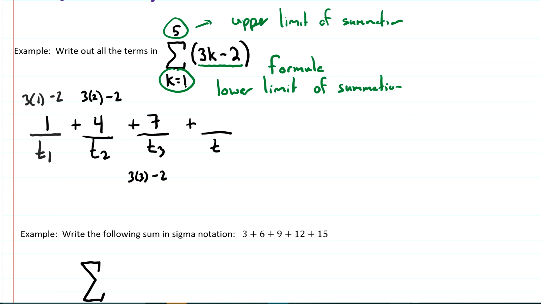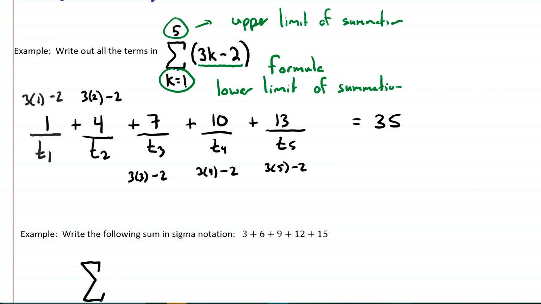And for t4, we put a 4 in. So 3 times 4 is 12, minus 2 is 10. And then we put our 5 in for t5. So 3 times 5 minus 2, so 15 minus 2 is 13. And if we sum all those numbers up, that should be 35, which is the sum of the sigma of all the terms. But the actual question was to write out all the terms. So 1 plus 4 plus 7 plus 10 plus 13. And we stop at 5 because the upper limit says stop at 5. That's the last number you're going to put into the sigma notation.